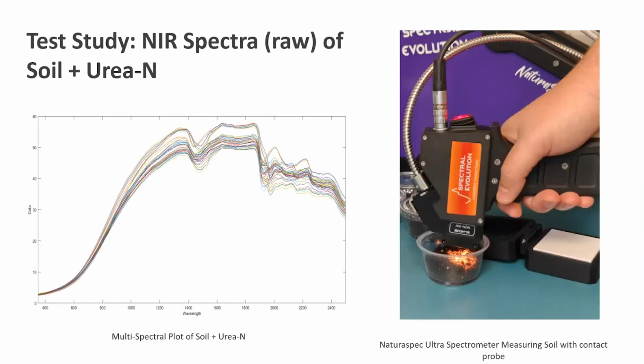So here you can see some of the data. So this is what our data looks like after you scan it. This is reflectance percent data. Here we're using a contact probe. This is before we do anything to the data to smooth it out. And then on the right, you can see how we scan the soil.